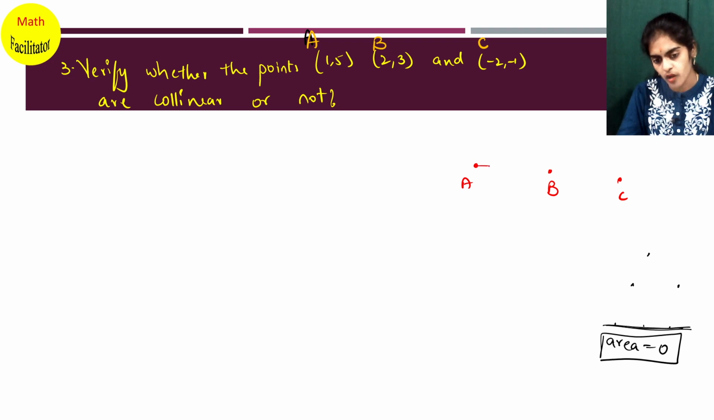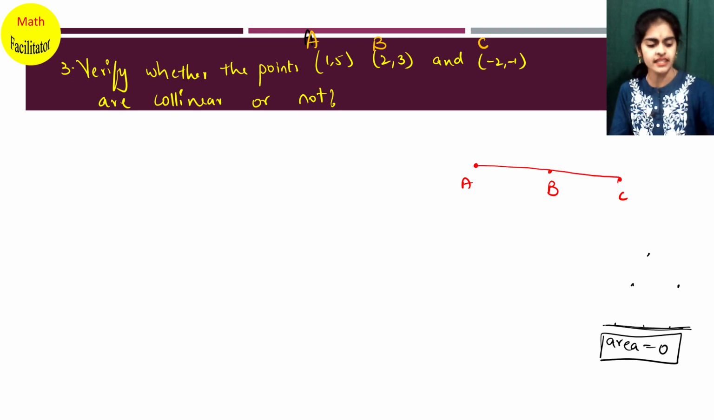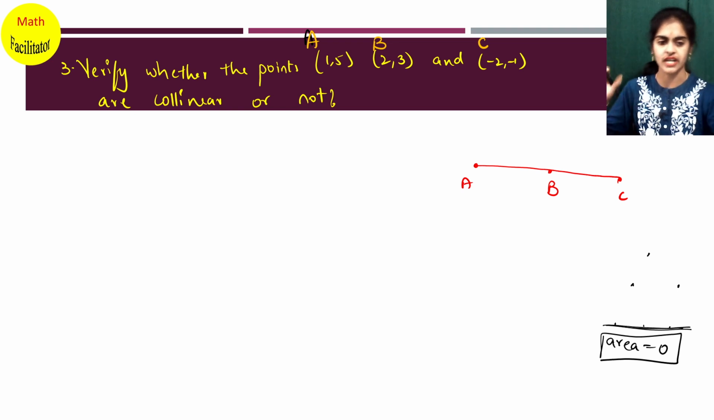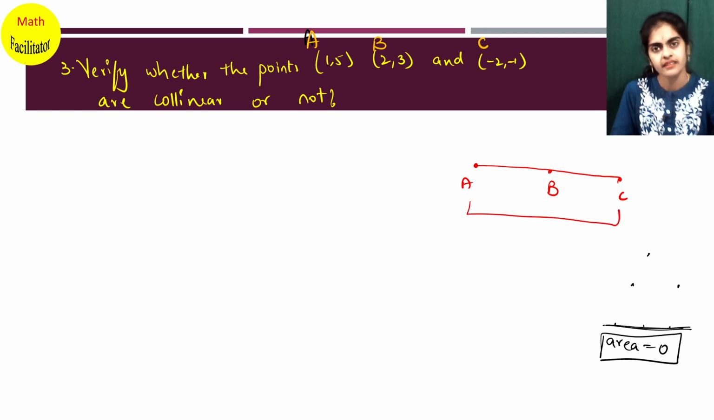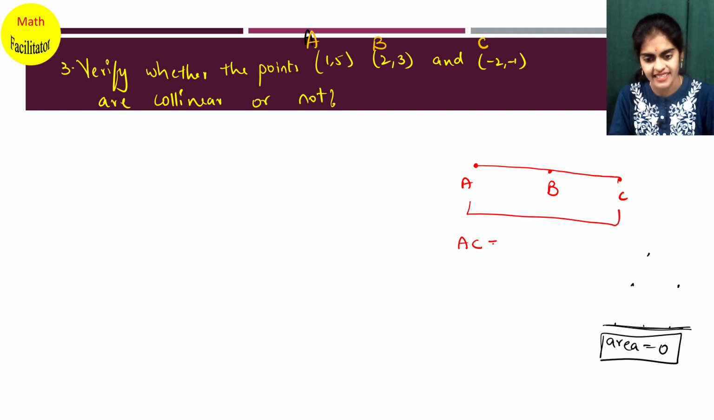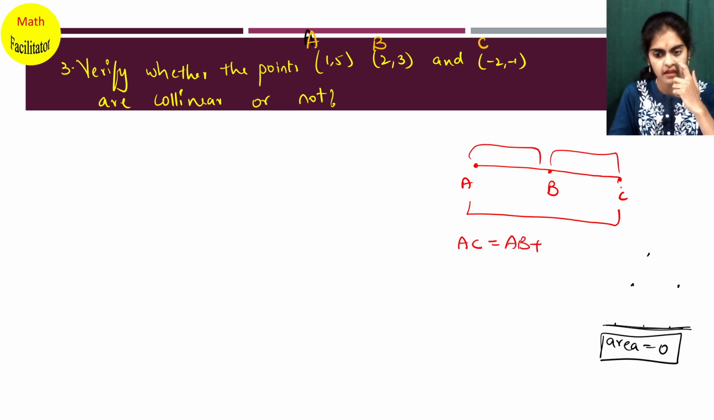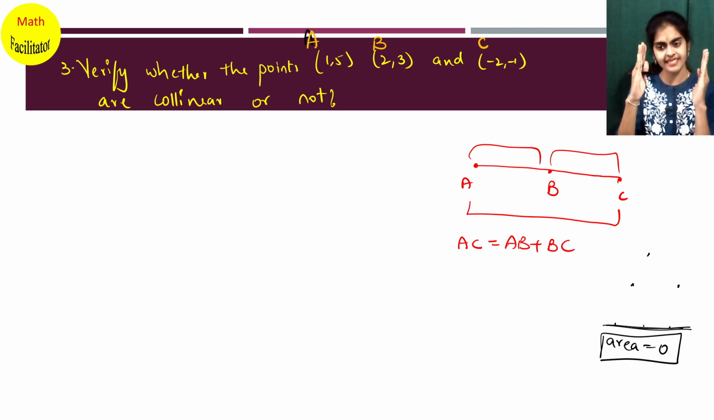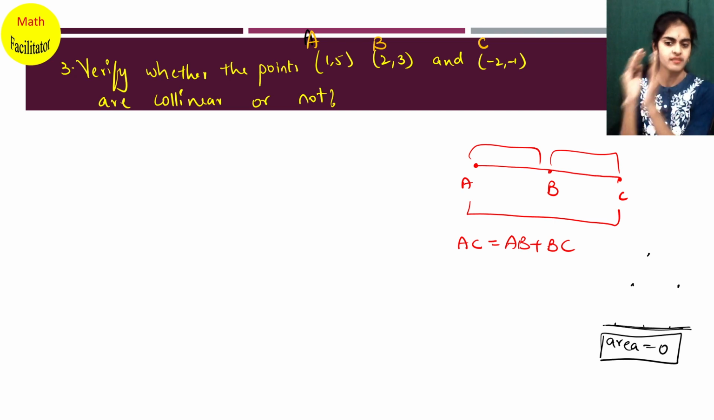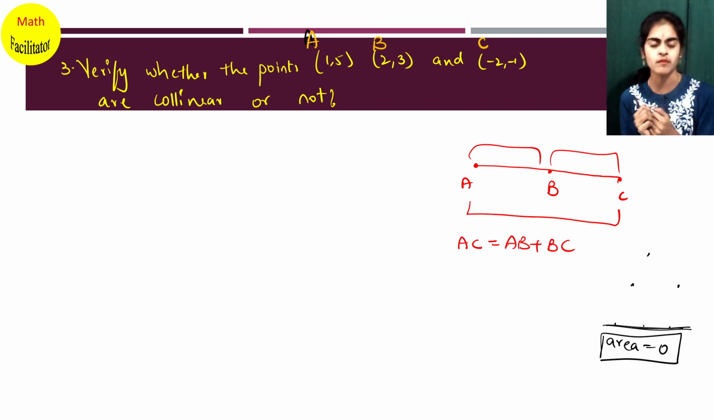So if the 3 points are collinear, they are lying on the straight line. What is the meaning of collinearity? The 3 points should lie on the straight line. Then we say that the 3 points are collinear to each other. So if I clearly see the figure, the distance AC, can I write it as equal to AB plus BC? Yes or no? So if 3 points are collinear, I can say the total distance AC is equal to AB plus BC. We are going to use the same concept here.